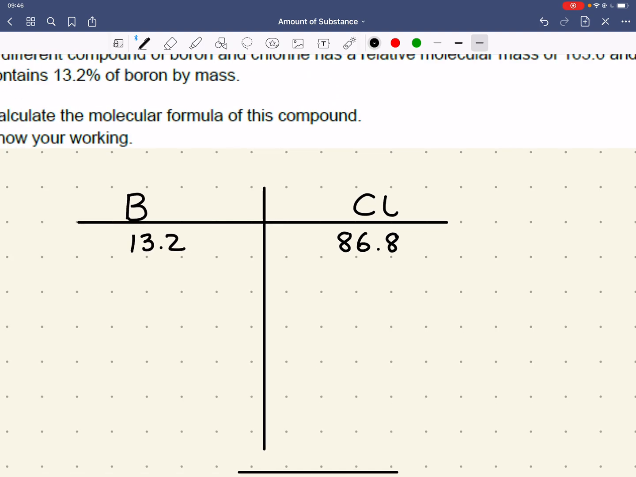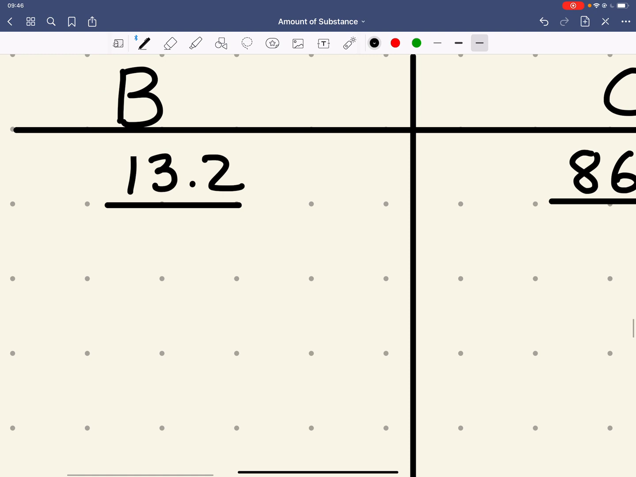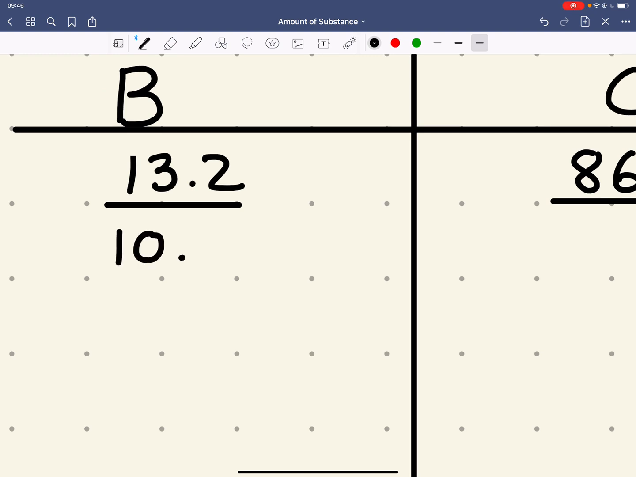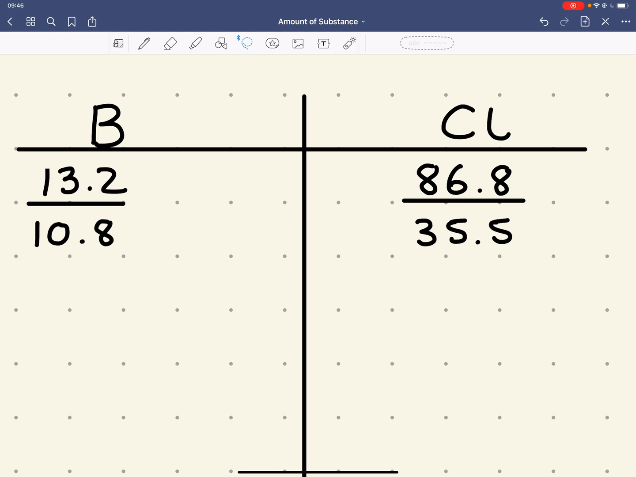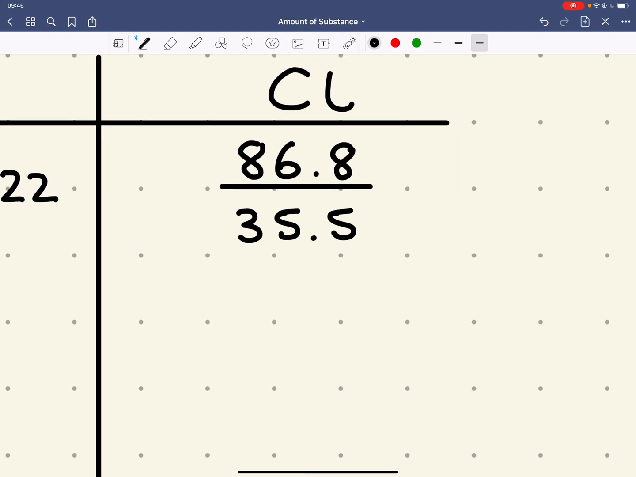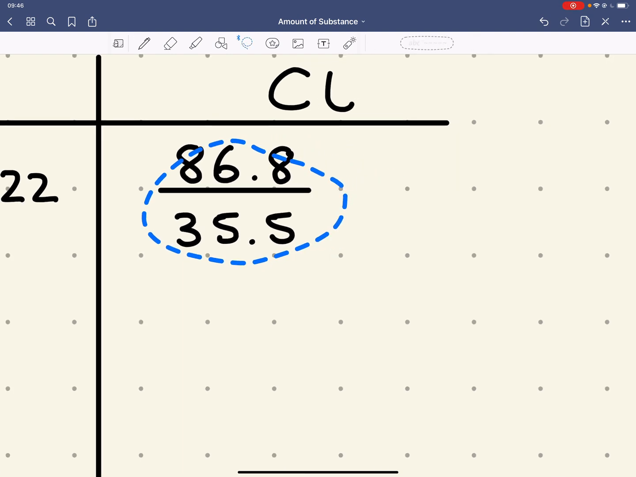86.8. We divide them both by the ARs, which you can find obviously in your periodic table, and boron's is 10.8, chlorine's is 35.5. And when we do that, we get an answer here of 1.22, and here we get an answer of 2.44.